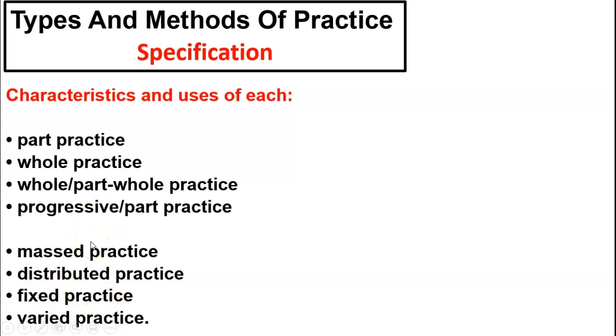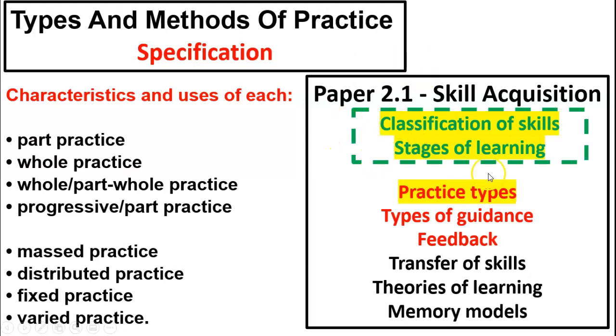Now, just to give us an idea of where we are with regard to our scheme of work, and how we can use previous knowledge to help us with our new knowledge on practice, here we are. We will have studied classification of skills and stages of learning, and these two are going to be absolutely huge today, because this previous knowledge, as with the other red topics here, allows us to have a good level of evaluation by using previous work. So it's so vital.